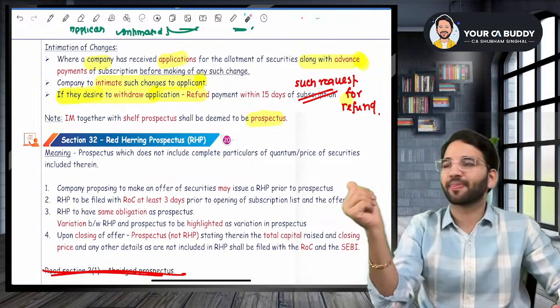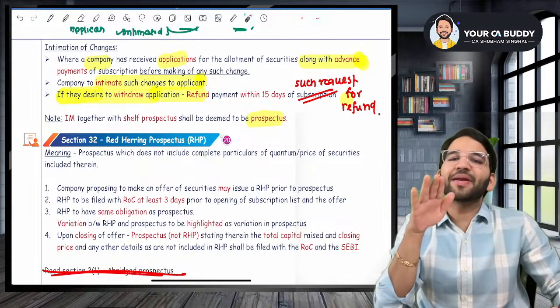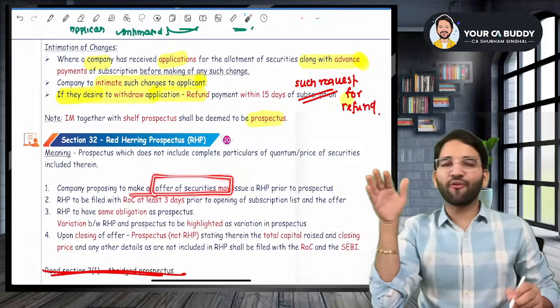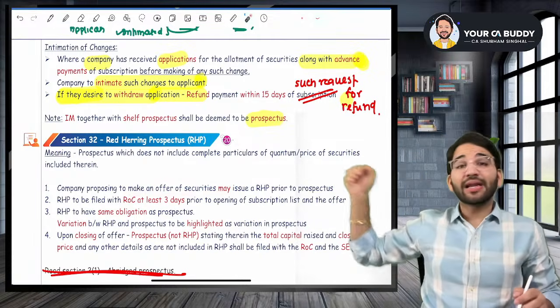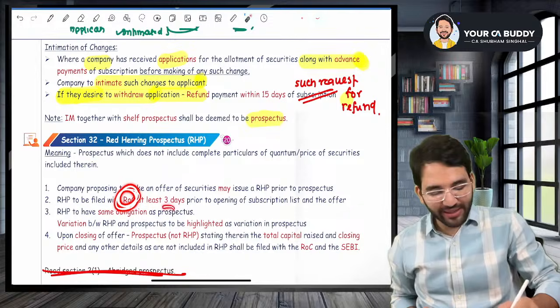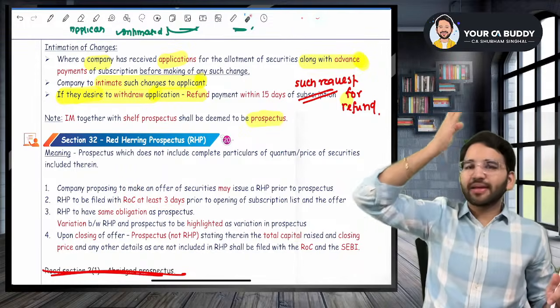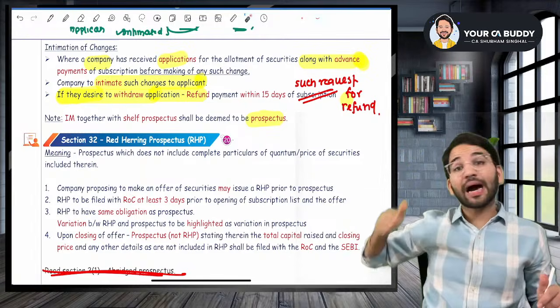Are you with me? Sir, when you are a company that has decided to go for red herring prospectus, then a company may make an offer through a red herring prospectus. How? They'll have to file that red herring prospectus with the ROC at least 3 days before the issue. And then what will happen? Sir, the issue will open, the issue will close, allotment will happen.